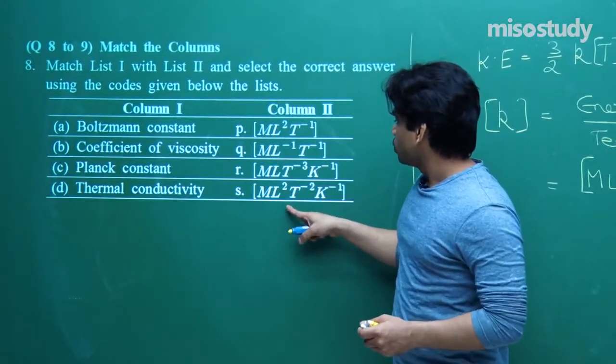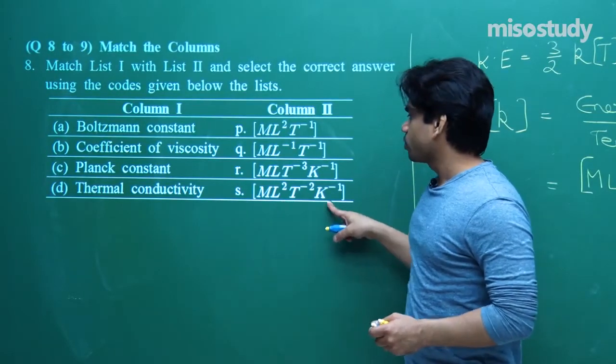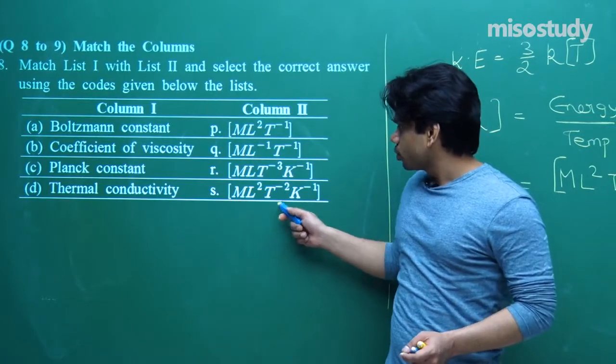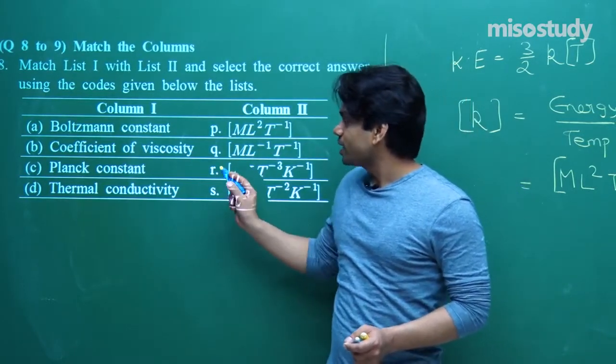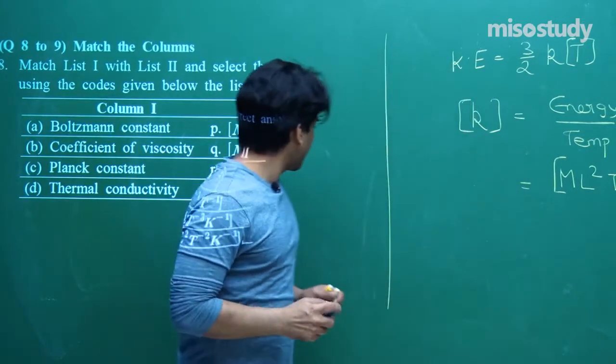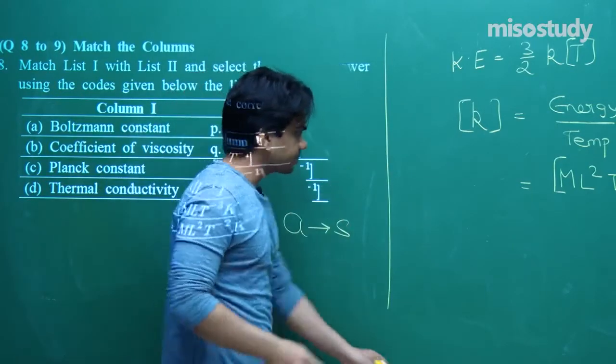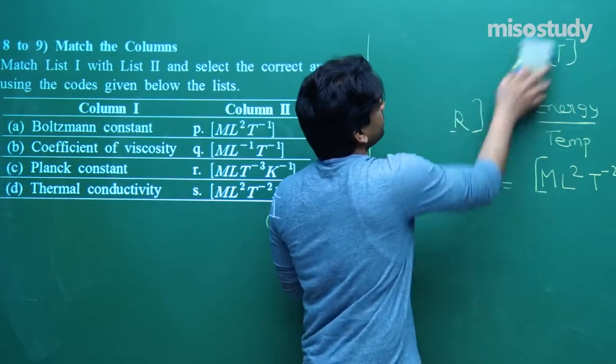m L2 T power minus 2 K power minus 1. S is matching, so A is matching with S. Let me be very quick and write down A is matching with S. Let me rub this.